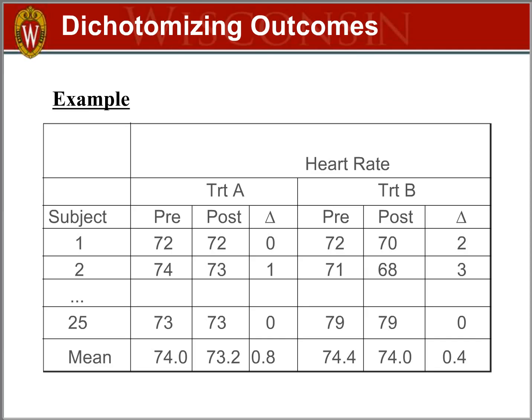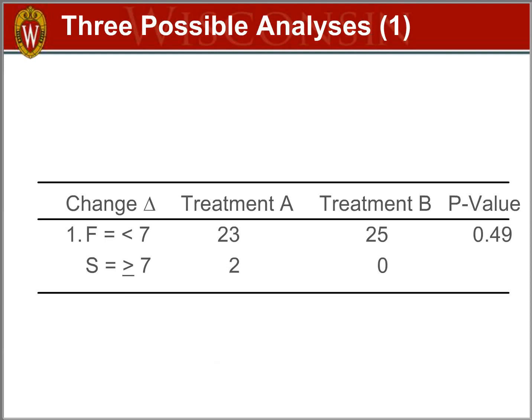But you're disappointed in these results, and you say, I've worked so hard, there must be something in here I can get out of this data. Suppose you talk yourself into a definition of success and failure as a change of 7 beats. And you say, okay, let's look at the data and see what happens. If you apply that particular criteria to this data, you'll get 23 failures on A and 25 failures on B, or 2 successes on A. P-value is still not significant, 0.49.